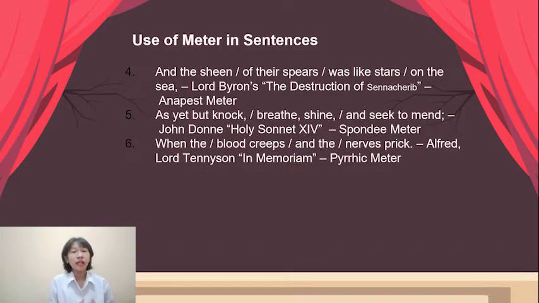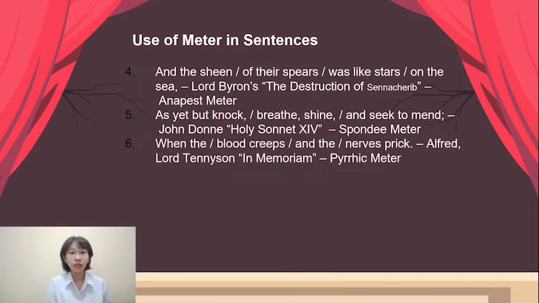Number 4, "And the sheen of their spears was like stars on the sea" by Lord Byron in "The Destruction of Sennacherib" is the example of anapest meter. Number 5, "As yet but knock, breathe, shine, and seek to mend" by John Donne in Holy Sonnet 14 is the example of spondee meter. Number 6, "When the blood creeps and the nerves break" by Alfred Lord Tennyson in "In Memoriam" is the example of pyrrhic meter.